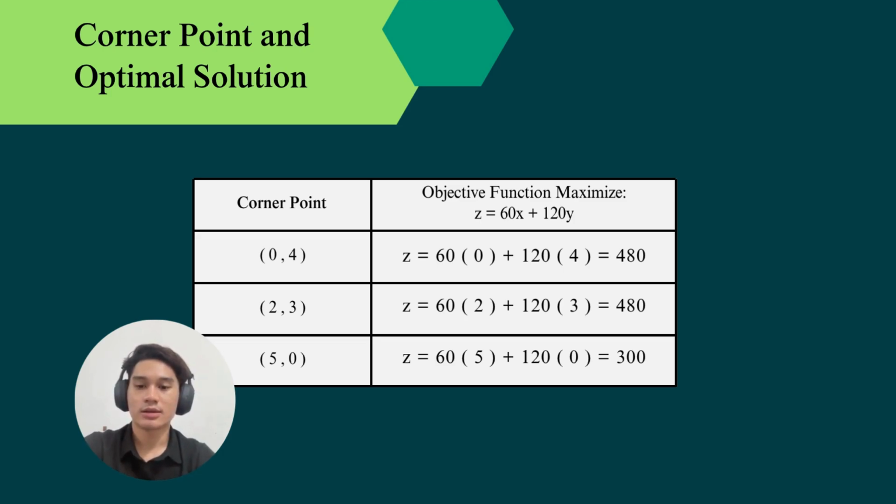As you can see in these calculations, corner point (0, 4), where x is 0 and y is 4, gives z equals 60(0) plus 120(4), which equals 480. The next corner point is (2, 3), where x is 2 and y is 3, gives z equals 60(2) plus 120(3), which equals 480. The last one is (5, 0), where x is 5 and y is 0, gives z equals 60(5) plus 120(0), which equals 300.